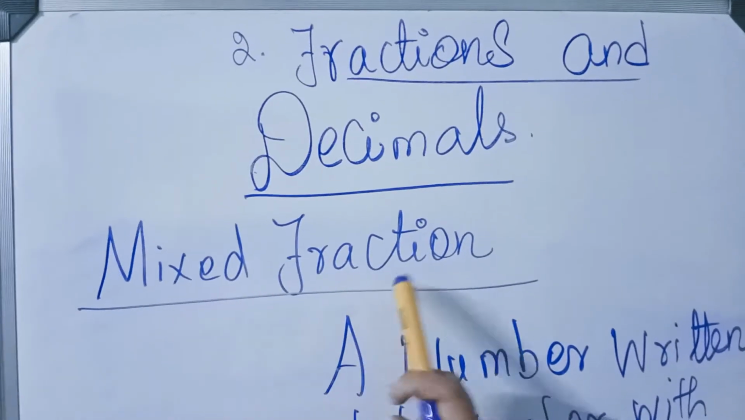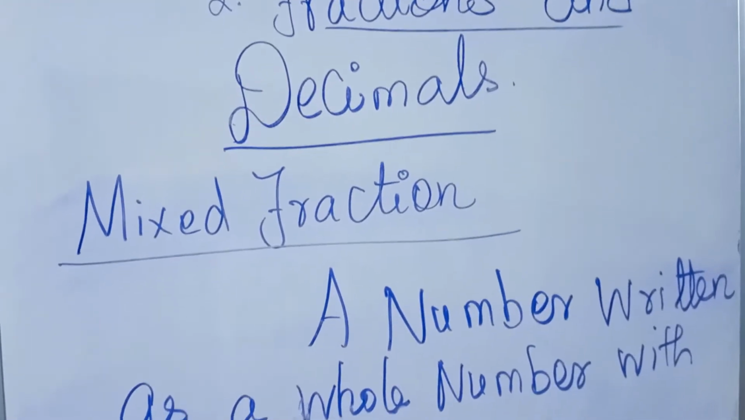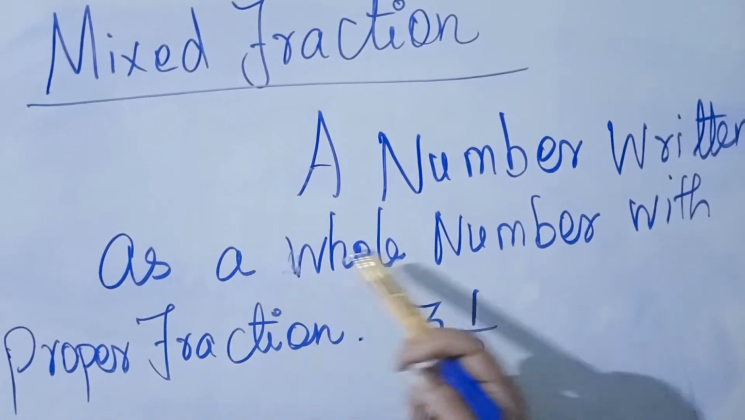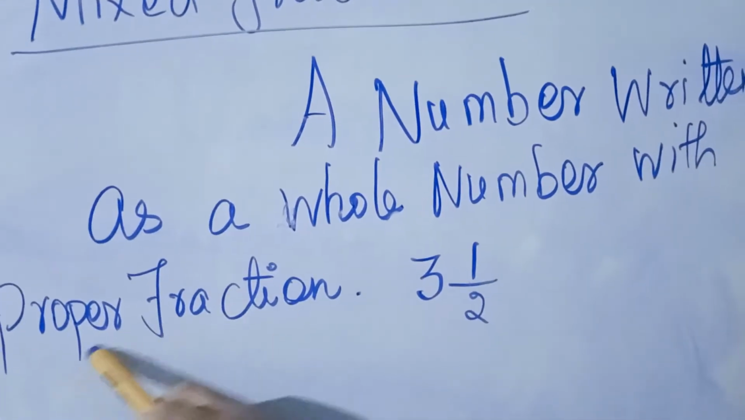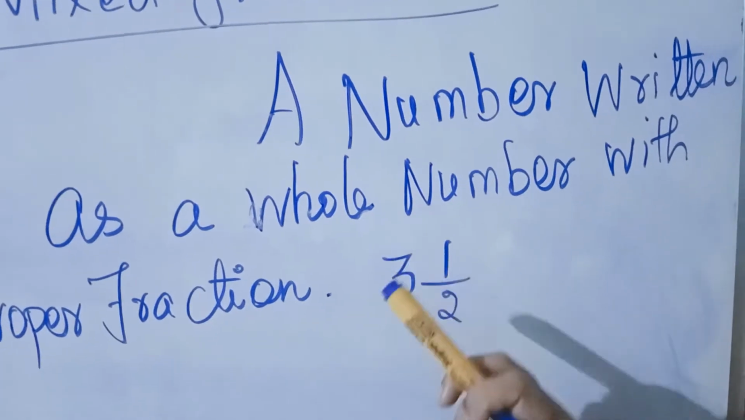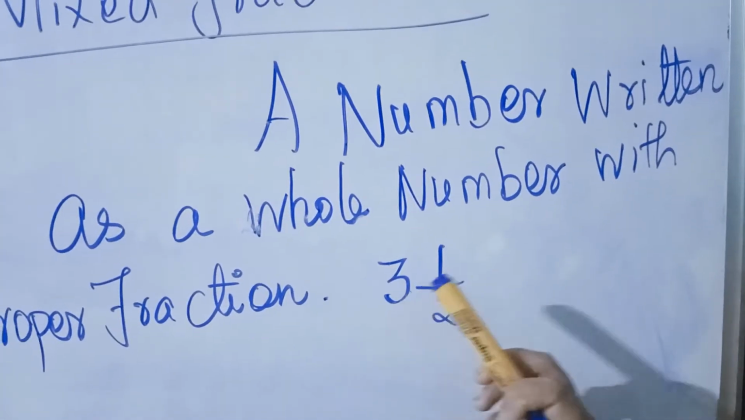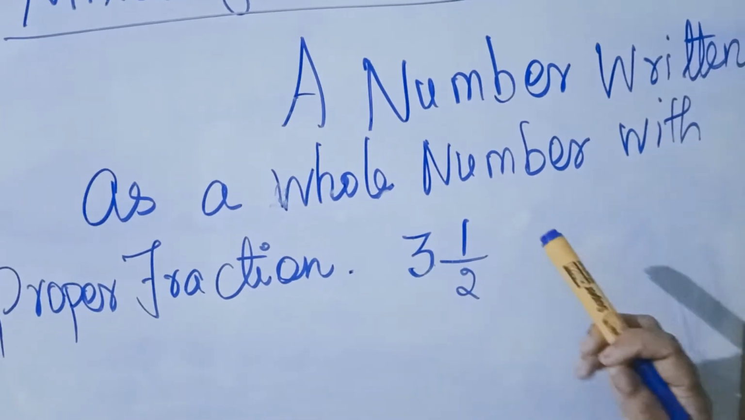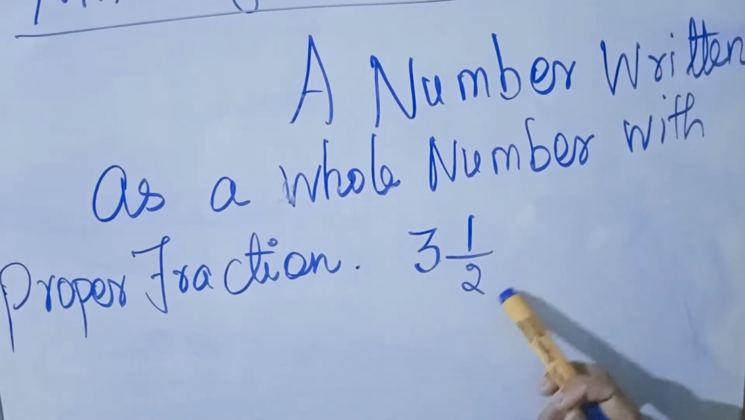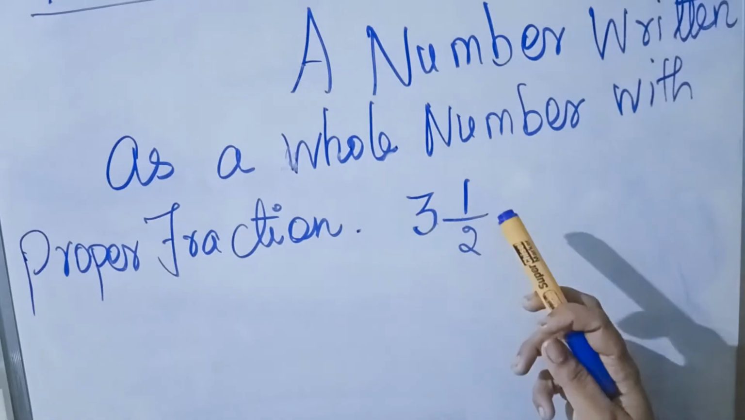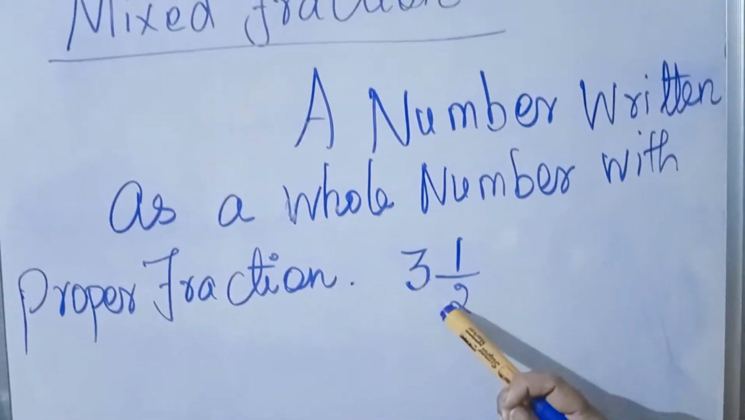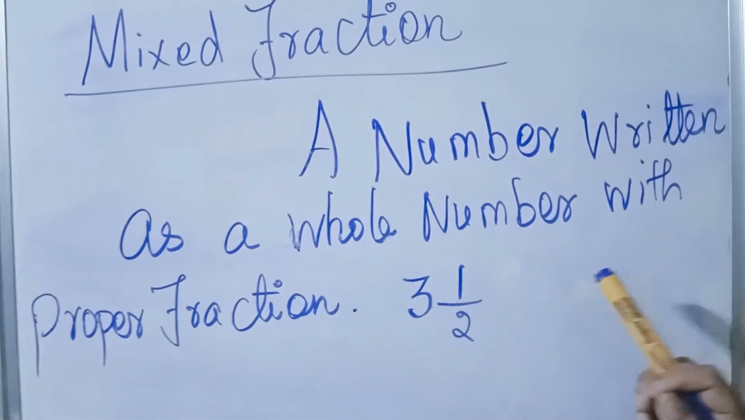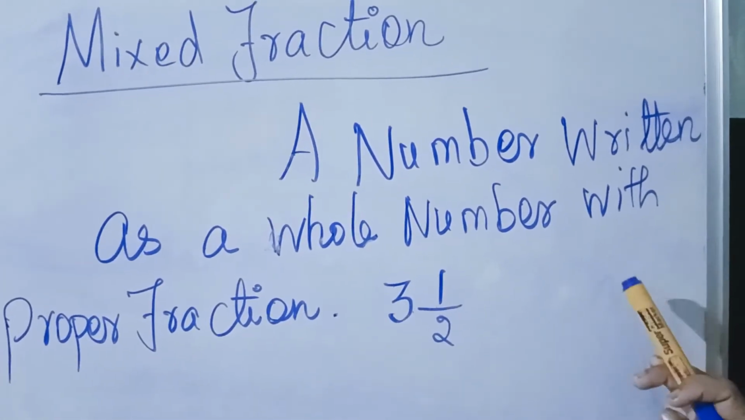Next one, mixed fraction. What is a mixed fraction? A number written as a whole number with a proper fraction. Proper fraction means, as I told you, the numerator is less than the denominator. Any whole number written with a proper fraction is called a mixed fraction. For example, 3 1 by 2, 5 1 by 3, like that.